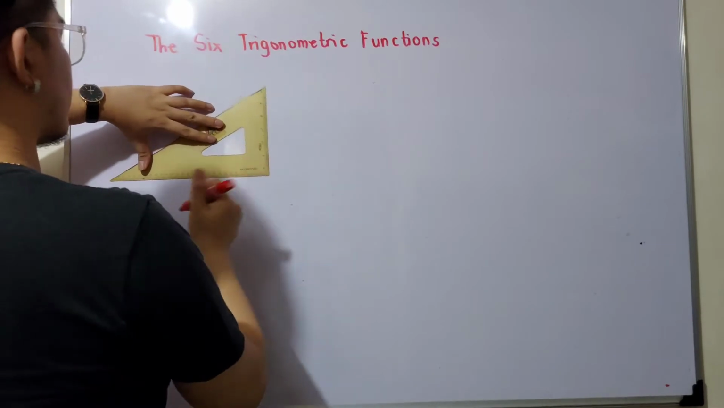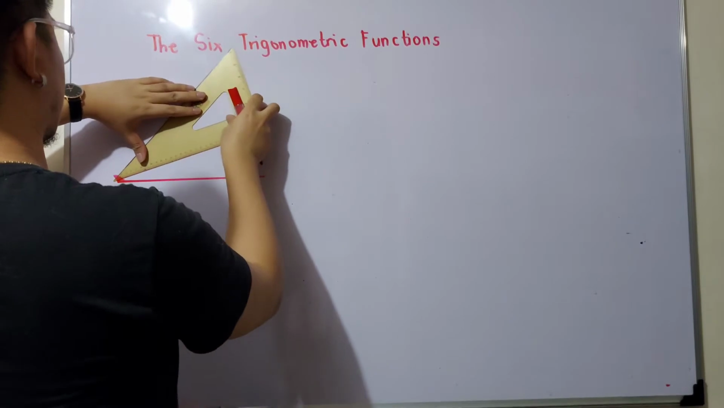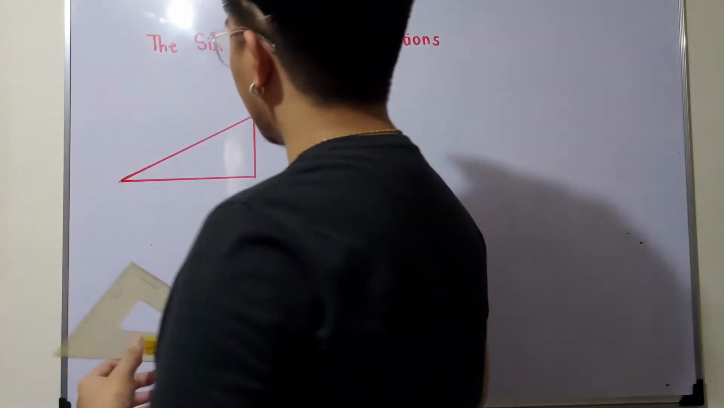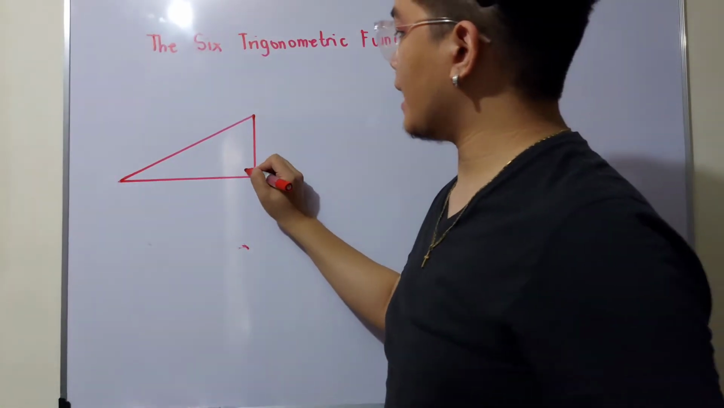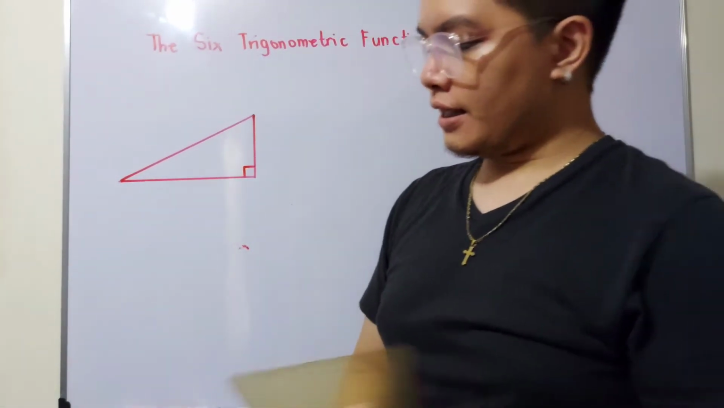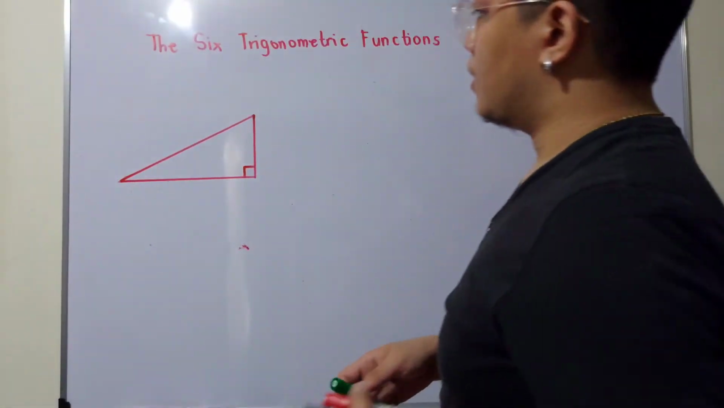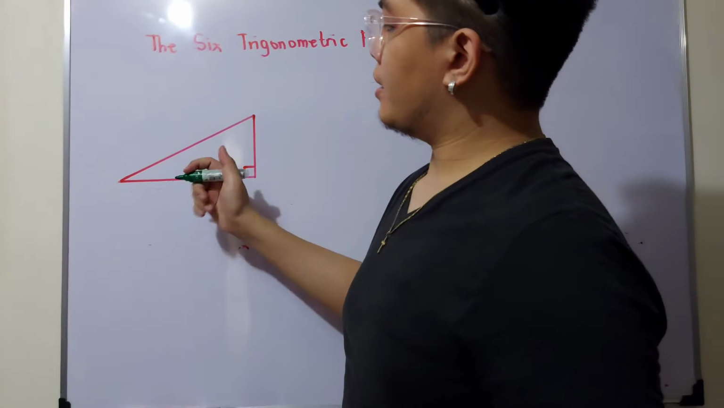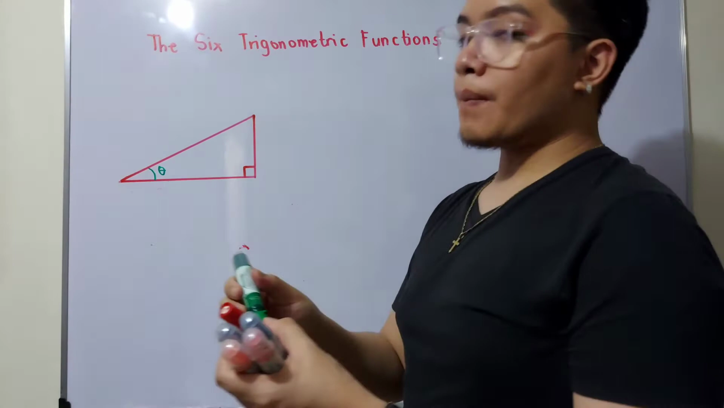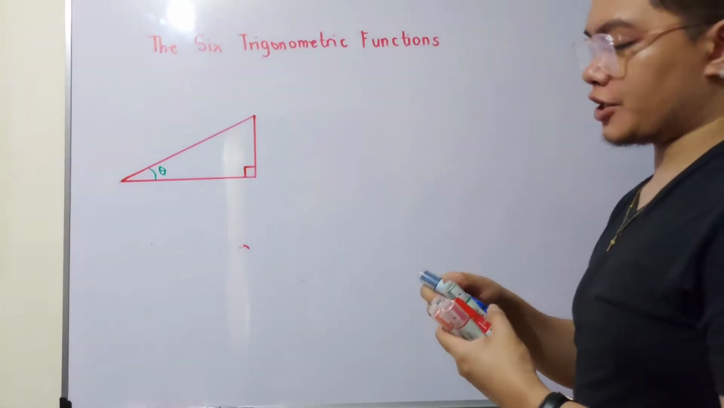So I'm just going to draw a right triangle here. Okay, when we say right triangle, we should always mark the right angle. This one. Okay? And then let us have the theta here. Papakita na natin yung basic identities at saka yung mga trigonometric functions.